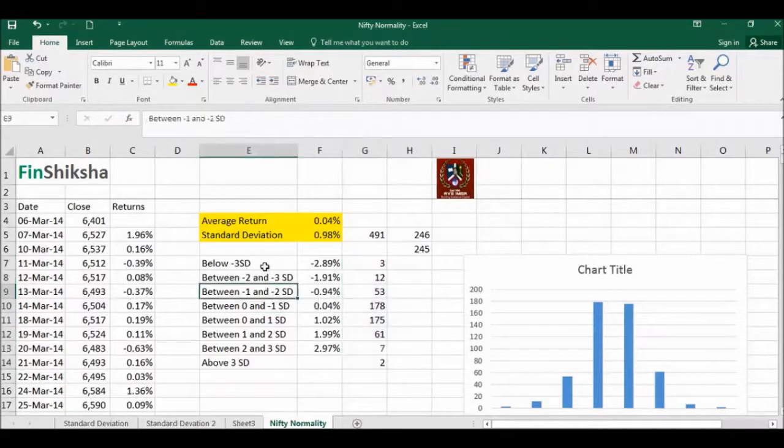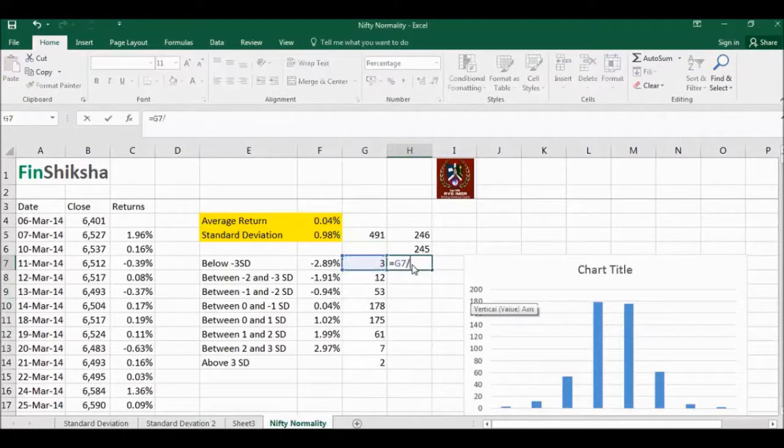So how do you interpret this? There are 3 days when the return is below minus 3 standard deviation. There are 178 days when the return is between 0 and minus 1 standard deviation. Right? So if you add all these up, this would add up to the total, which is 491. So how many days is the return below 3 standard deviations?